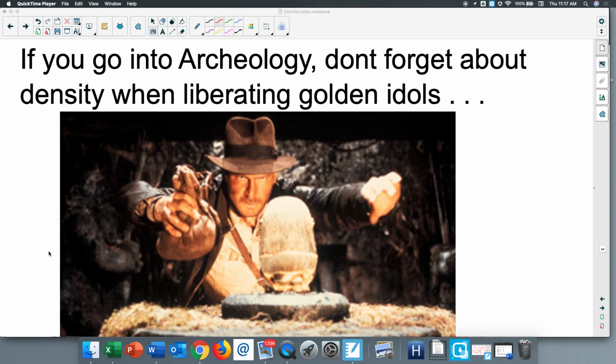Yo, if you ever go into archaeology, don't forget about density when you're trying to liberate a golden idol.